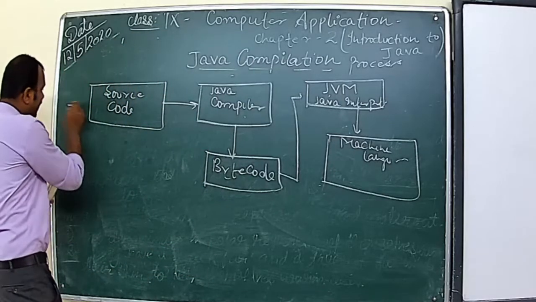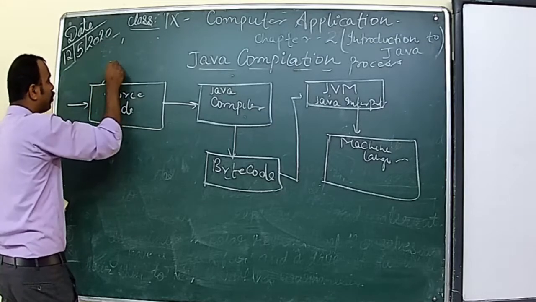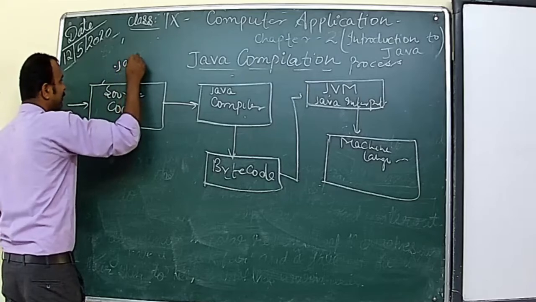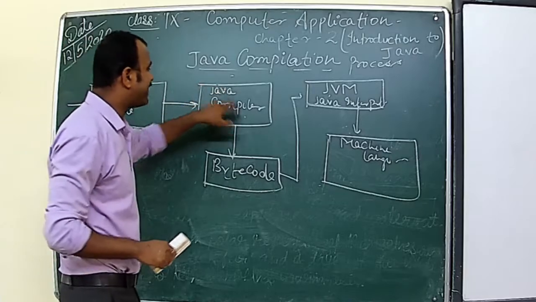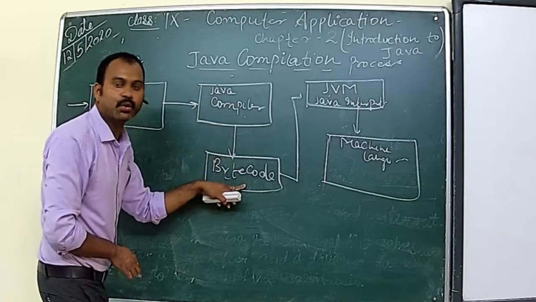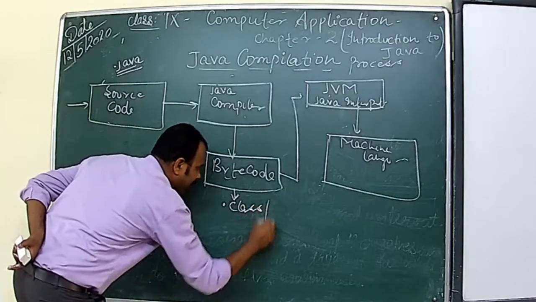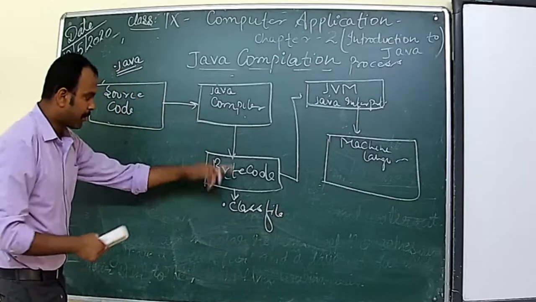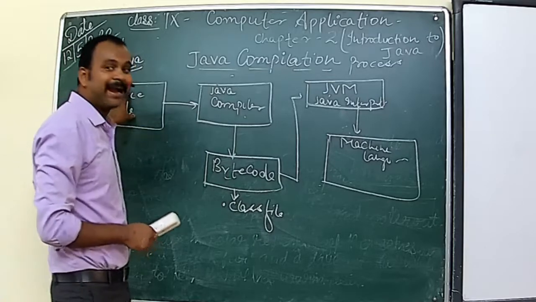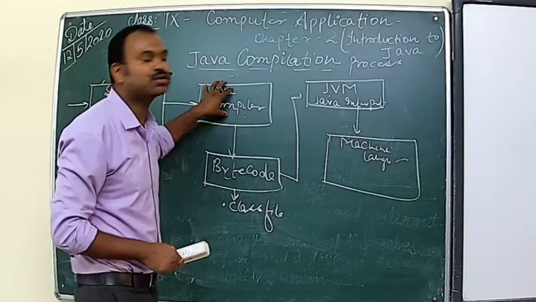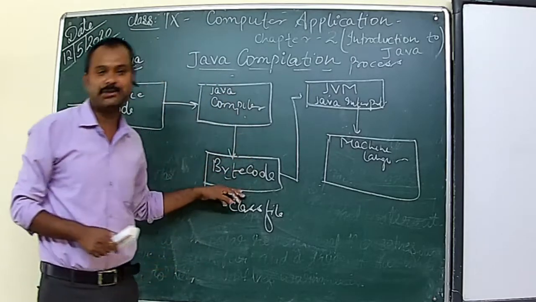When we write source code in Java, suppose your class name is Java, it becomes a .java file. This .java file will be converted by the Java compiler into bytecode. This bytecode is also known as a .class file. So when we input source code and convert it with the help of the Java compiler, it provides an intermediate language called bytecode.